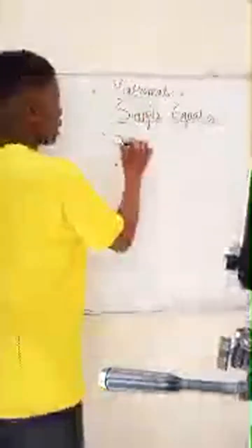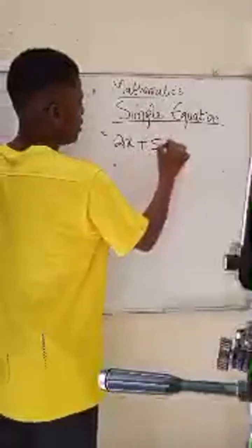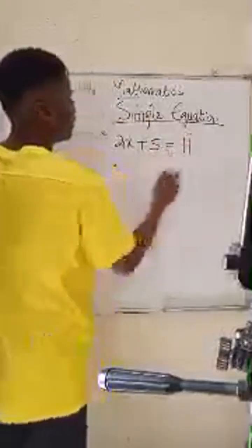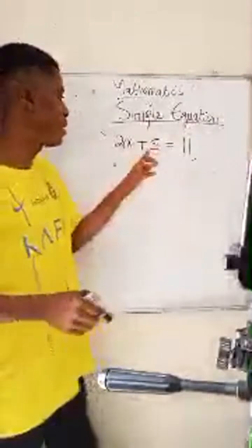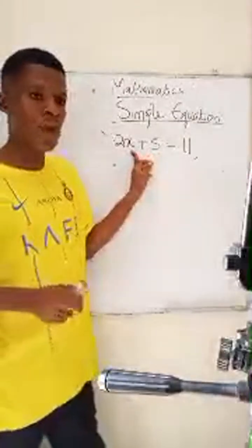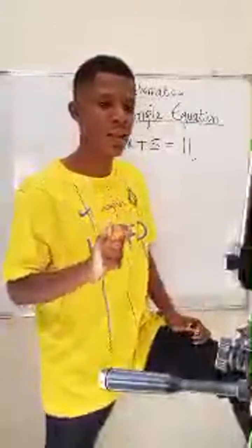Let's move on. Let's say you have 2x plus 5 is equal to 11. For instance, you are told to find the exact value of x. When you are trying to solve for x, all you are expected to do is to find the exact number. Okay, you want to say something?